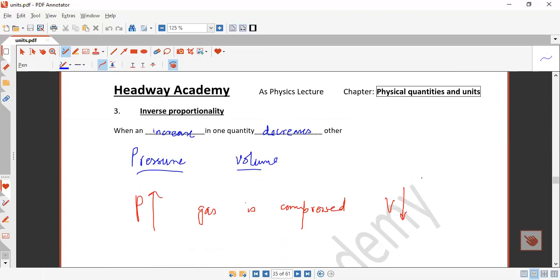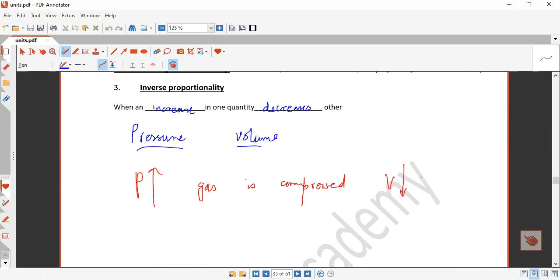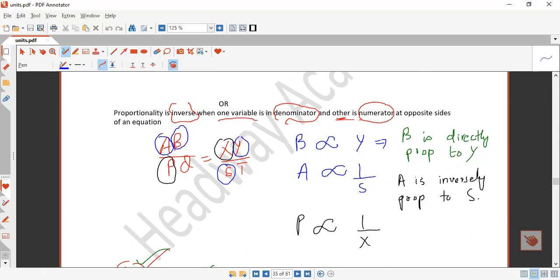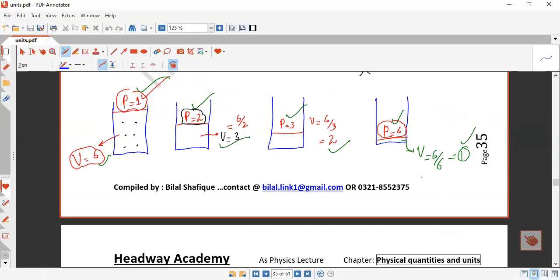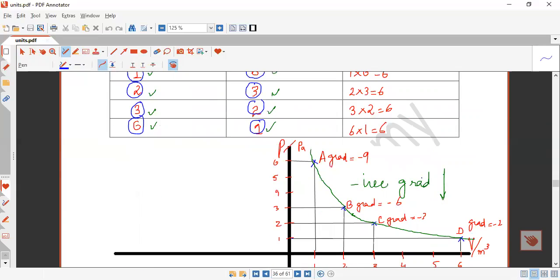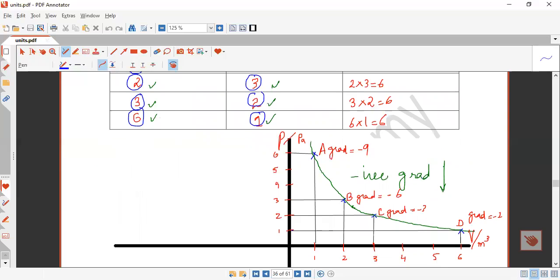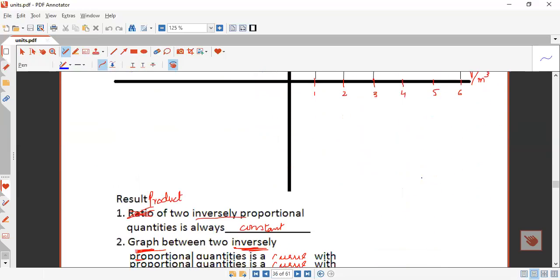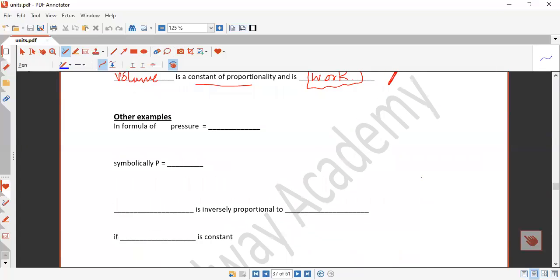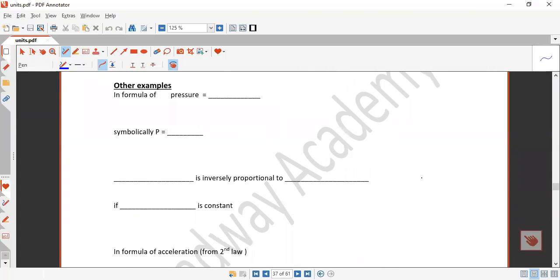And then we have inverse proportionality, like when we increase one quantity, the other decreases. And what happens? The product of the two quantities always remains constant, and the graph between them is a curve with negative decreasing gradient, right? So this is what we studied last time, and now we can go to some other examples as well.